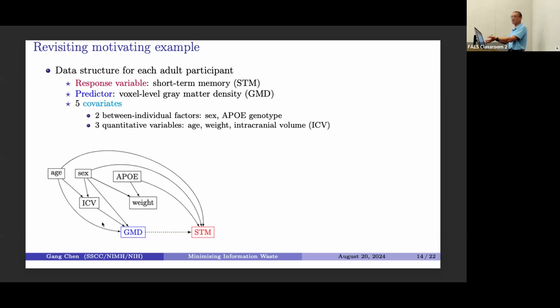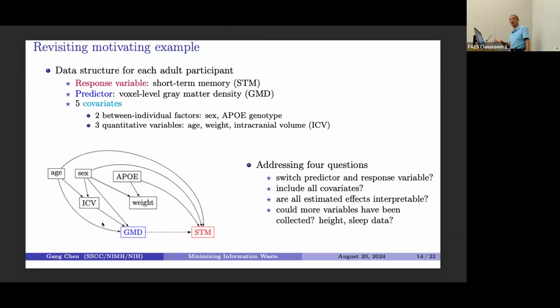Then we draw this diagram. Once I have this diagram, we can answer those 4 questions. Is it a good idea to switch X and Y? No, because of the causal relationship: brain matter density influences short-term memory behavior, but the behavior doesn't influence the gray matter density. So we should not switch X and Y.